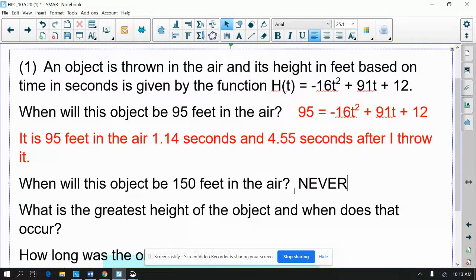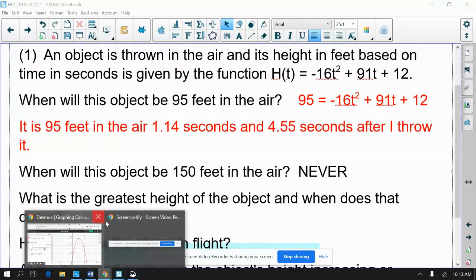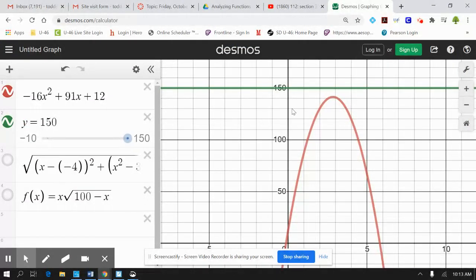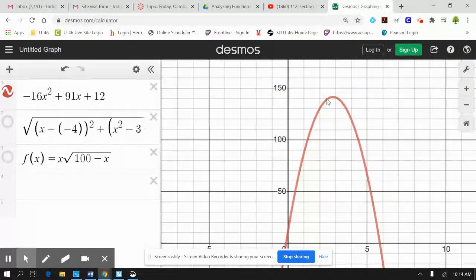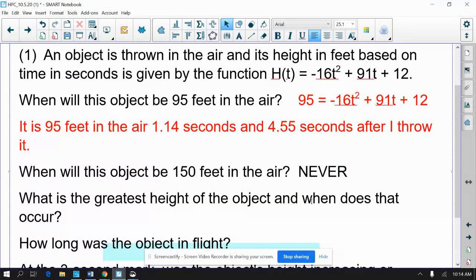What is the greatest height of this object? Well, the greatest height is clearly not 150. It doesn't even reach 150, so let's just get rid of that right now. The greatest height is 141.39 feet. That is the greatest height, and that occurs at 2.84 seconds after I throw it. So the greatest height is, what is the greatest height?